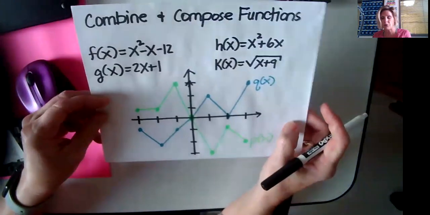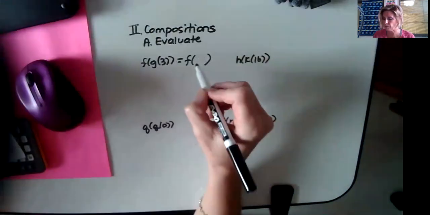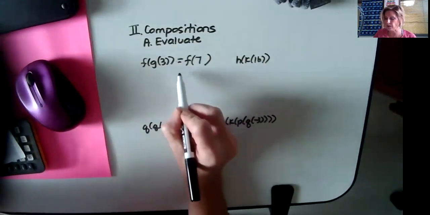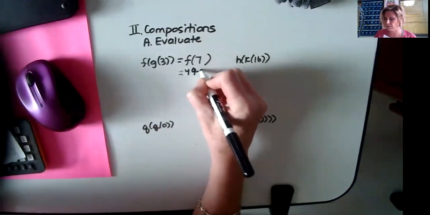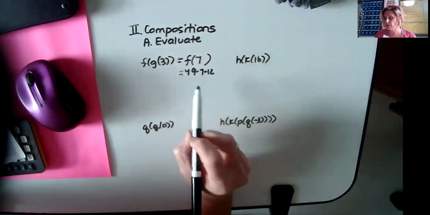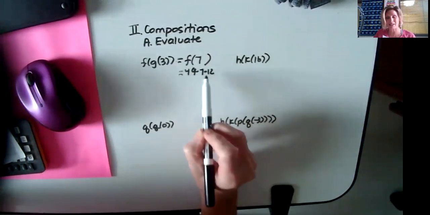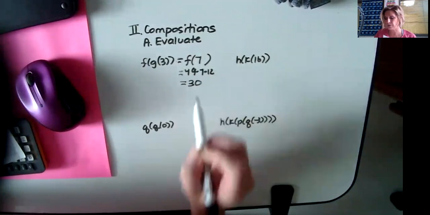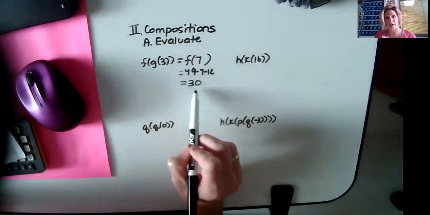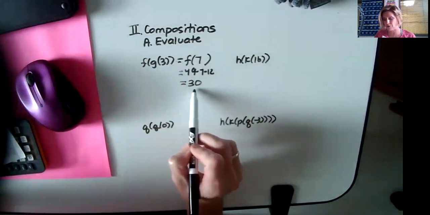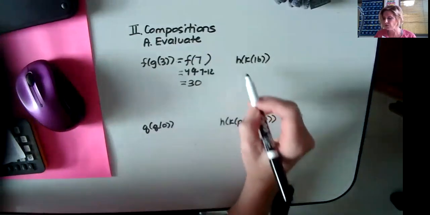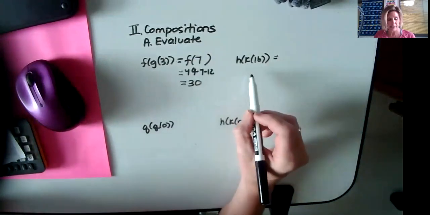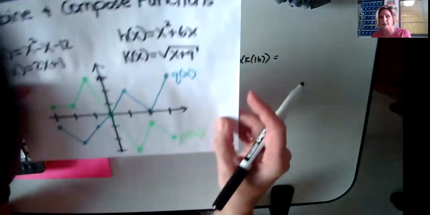Well, g of 3 would be 6 plus 1, 7. The next thing I need to do then is evaluate f of 7. So that would be 49 minus 7 minus 12. You don't have to show work. So that looks like it would be 49 minus 19. I'm thinking you get 30. Okay? So then f of g of 3 equals 30. And if I were plotting points and graphing functions, I would know 3, 30 was on the graph of f of g of x.